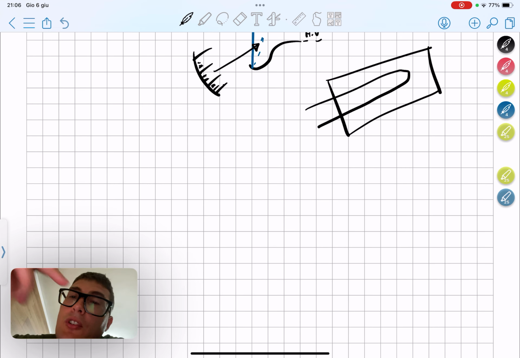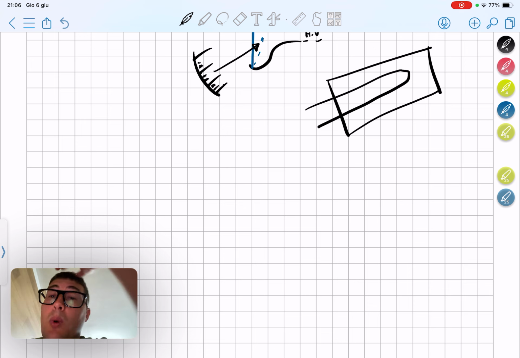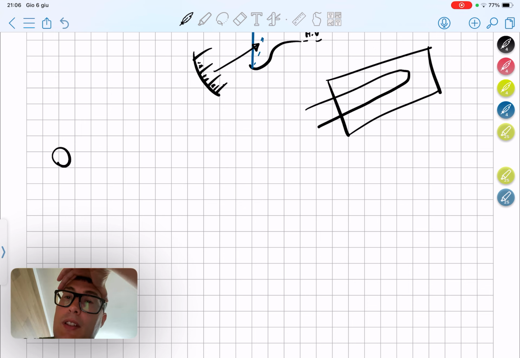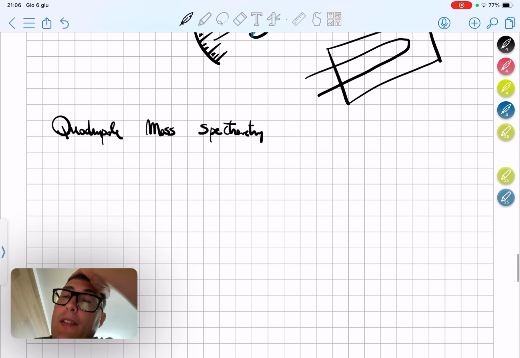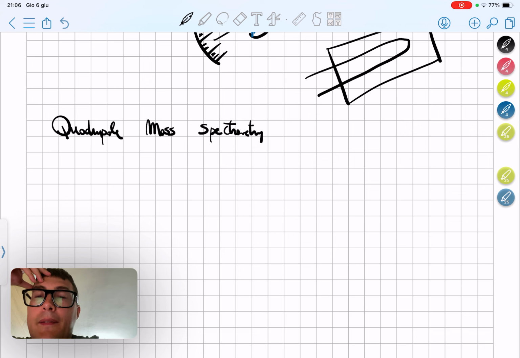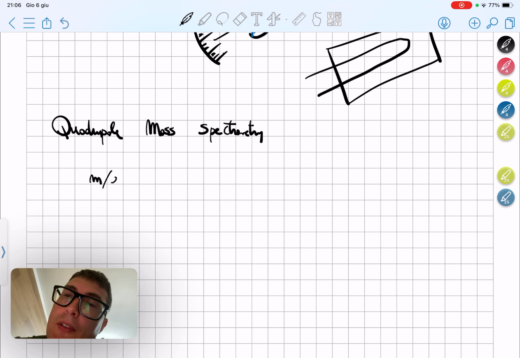So a technique which is used to determine what type of residue gases there are is called quadrupole mass spectrometry, in which we are essentially able to collect ions from inside the chamber and classify them according to their specific mass to charge ratio. Okay, in a way which I'm going to explain in a second.